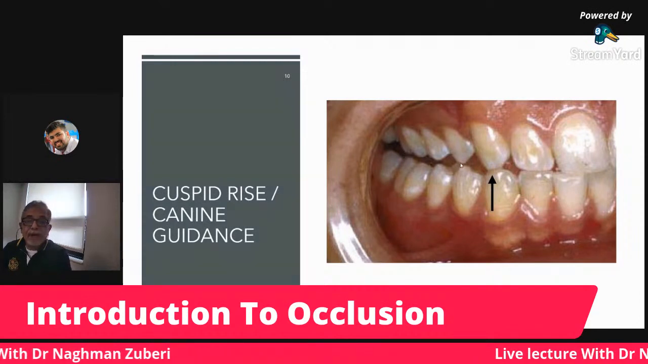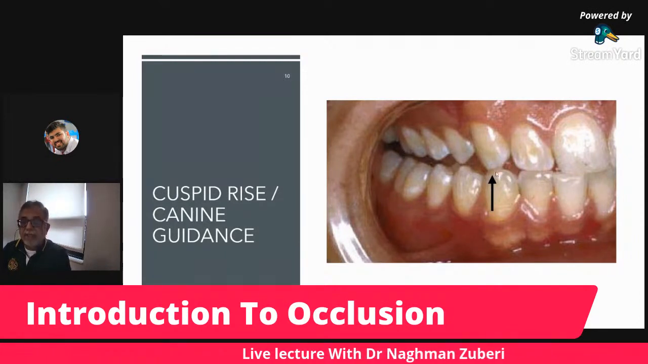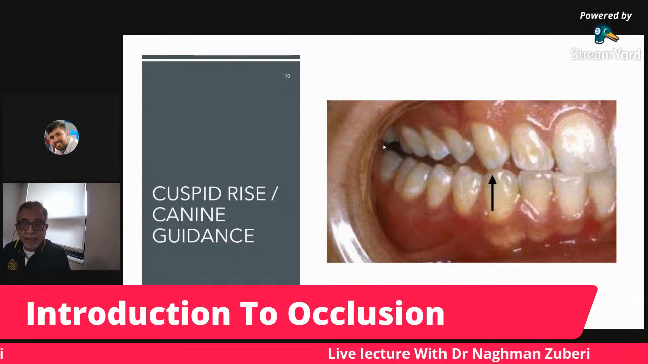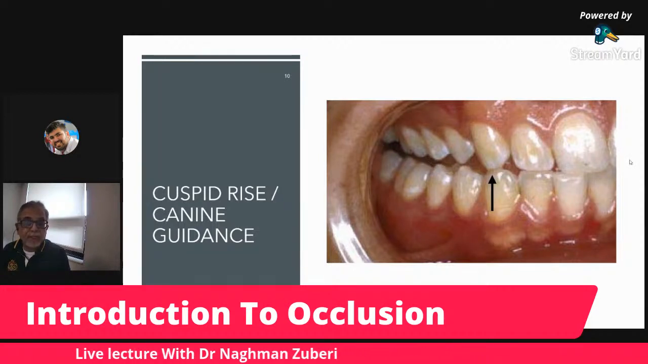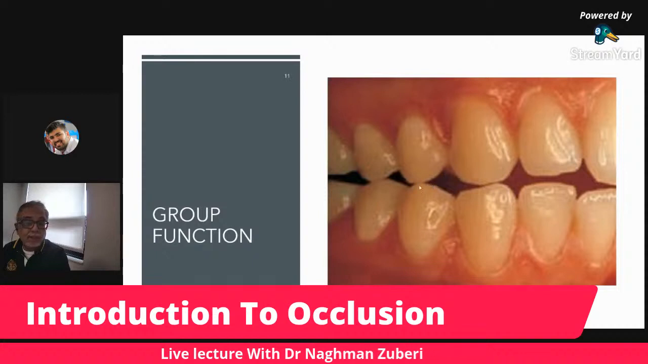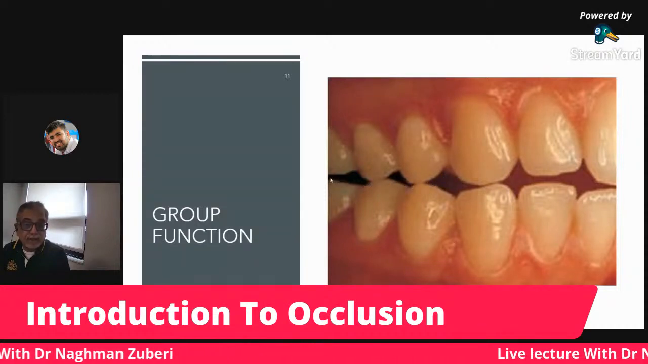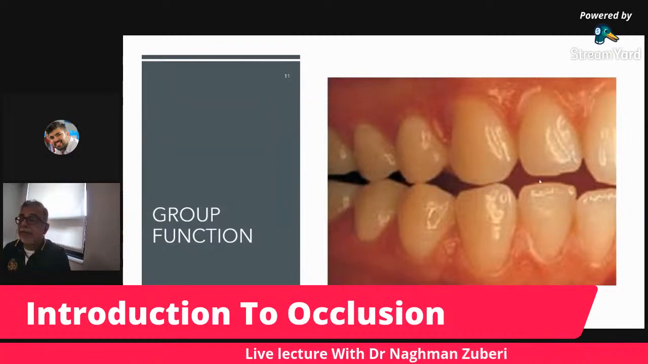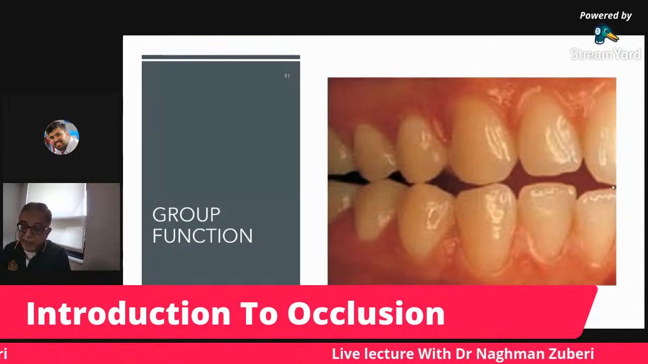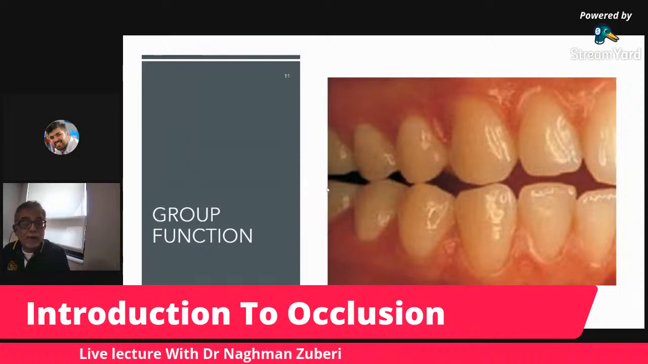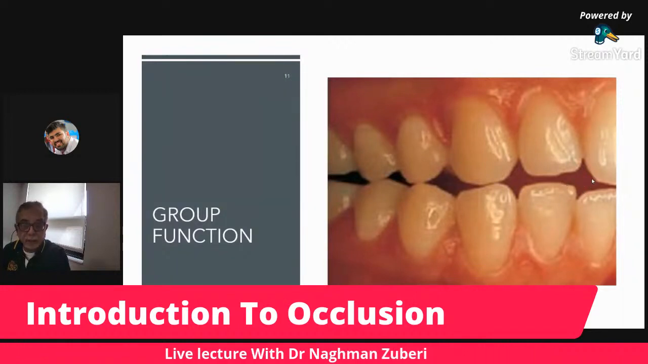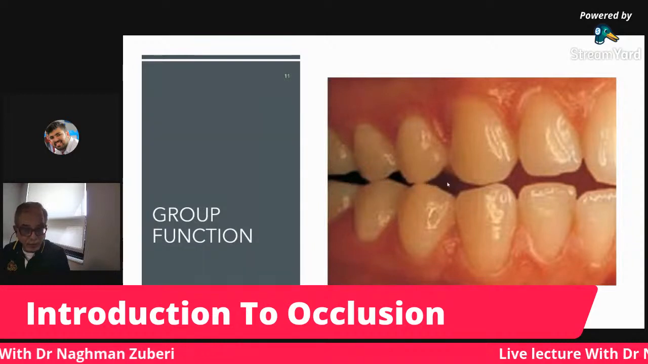Now, cuspid rise or canine guidance. In this situation, on the working side the canines are in contact and the rest of the dentition will be disoccluded, as we have already discussed. In group function, the posterior teeth on the working side will be in contact, whereas the rest of the dentition will ideally be disoccluded. If any interference is present, we have to address that. In order to adjust the occlusion, we have to see what is happening, why it is not letting these teeth come in contact.